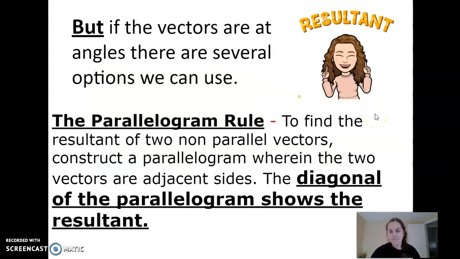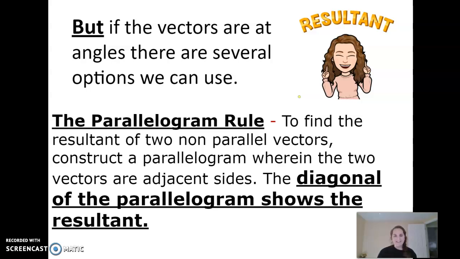But, and this is a big but, if the vectors are at angles, let's say that they're perpendicular, there are several options that we can use. One of the options, and I would probably choose this option, is the parallelogram rule. To find the resultant of two non-parallel vectors, meaning they're not lined up with each other, whether up or sideways, we have to construct a parallelogram wherein the two vectors are adjacent sides.